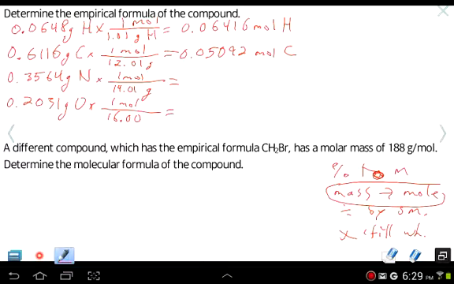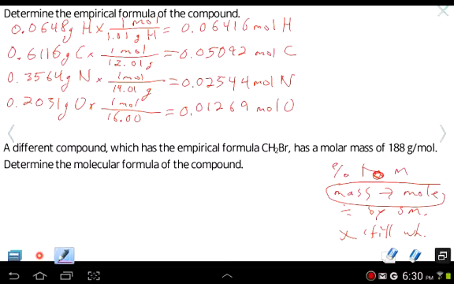Do the same thing to the nitrogen, which should get us 0.02543 mole of nitrogen. And the last one, oxygen, 0.2031 divided by 16 should get us 0.01269. Notice I've kept 4 significant figures in each one of these measurements, and this is recommended because if you round too many times early, then you're going to compound your error.